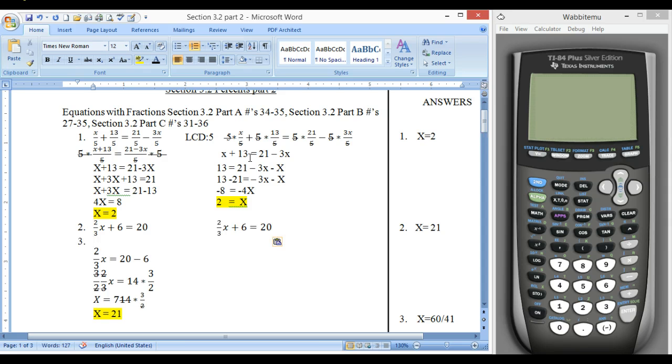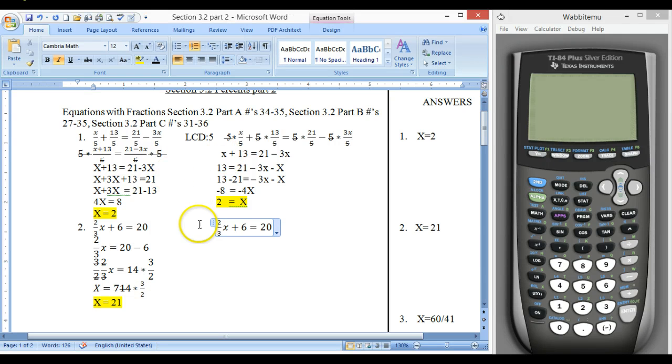So I'm going to paste that in. Now, to find the least common multiple way, we look at all the denominators. In this case, we're lucky. There's only one, and it's a 3. So you don't have to do any work to find the least common denominator. It's just a 3.